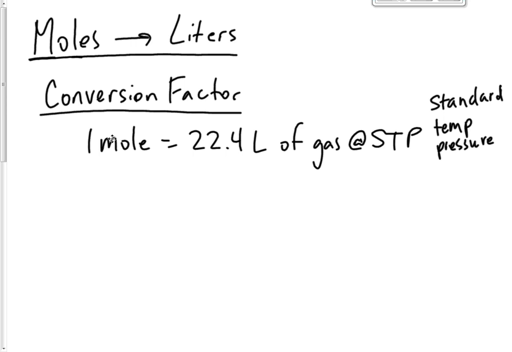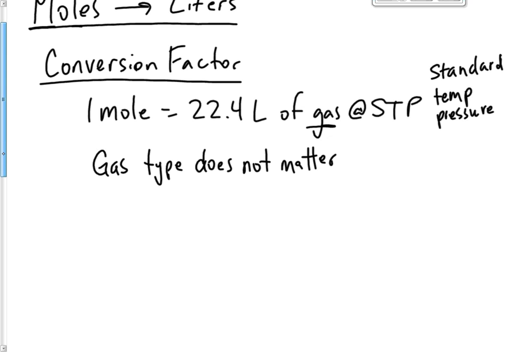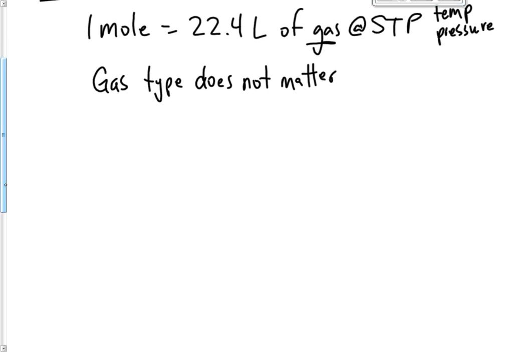Now, the second thing you have to know is that this is true of any gas. It doesn't matter what the gas is. The type of gas does not matter. It could be oxygen, hydrogen, CO2, methane, whatever. Any type of gas is going to occupy 22.4 liters per mole. So let's do a couple of examples real quick.